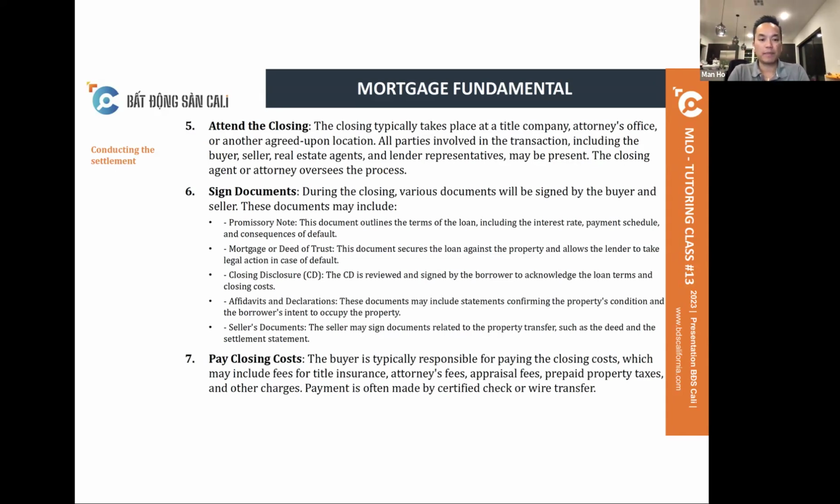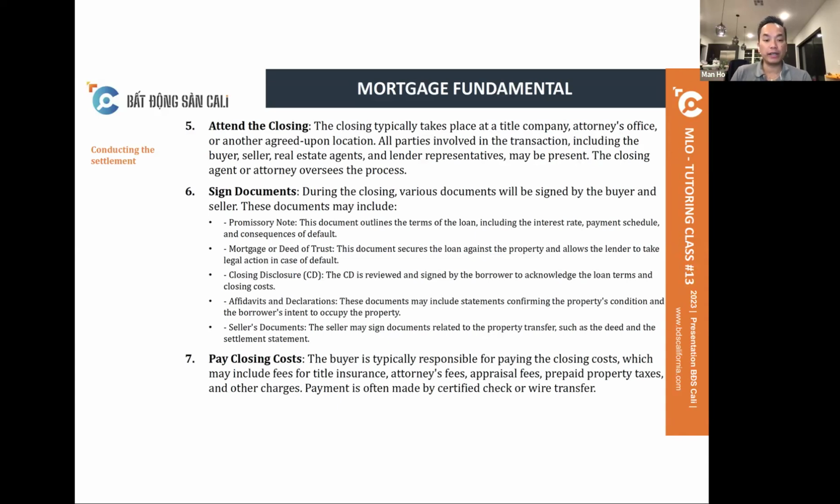Sign documents. During the closing, various documents will be signed by the buyer and seller. These documents may include the promissory note, which is an agreement to pay the lender the money based on the rate, how much you pay, any PMI, and so on. The mortgage or deed of trust is the second document. This document secures the loan against the property and allows the lender to take legal action in case of default.